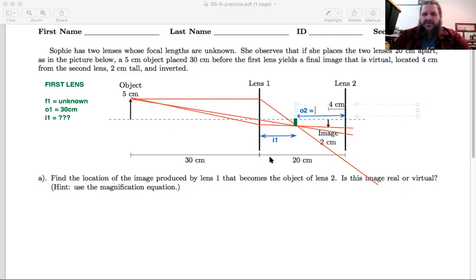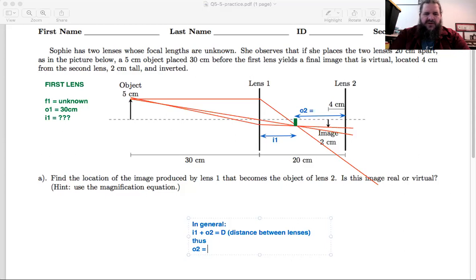How are I1 and O2 related to each other? Yeah, they should add up to 20, right? In general, the image distance from the first lens plus the object distance from the second lens should equal the distance between lenses. In general, I1 plus O2 should equal D, the distance between lenses. And it turns out this actually even works if you are using a virtual image. If you're using a virtual image, it'll be back here, but I1 will be a negative number. So the equation still works.